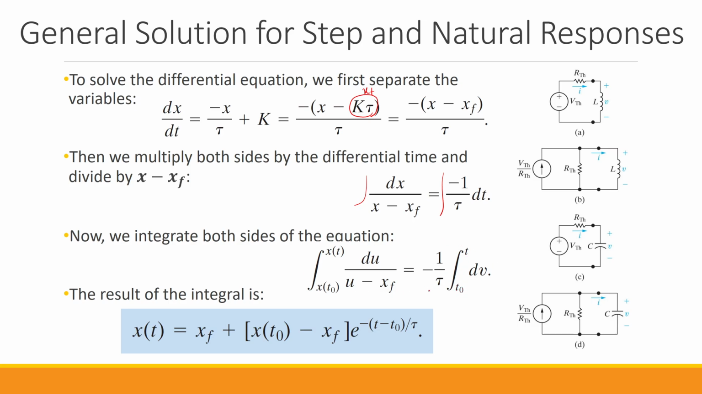You have seen how this integral can be calculated. On the right side, we only have the integral of the differential time. Again, we have changed the variable for representation purposes to avoid confusion. So this will be t minus t0. For the left side, we know the integral is the natural log of u minus xf, and u can change between x(t0) to x(t). If I replace these two limits, what I get is the natural log of x(t) minus xf over x(t0) minus xf.